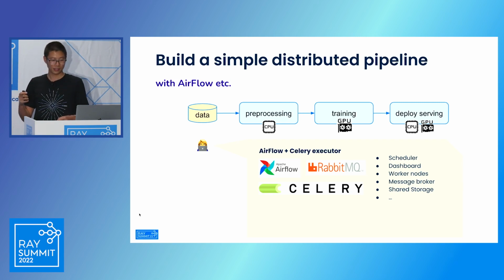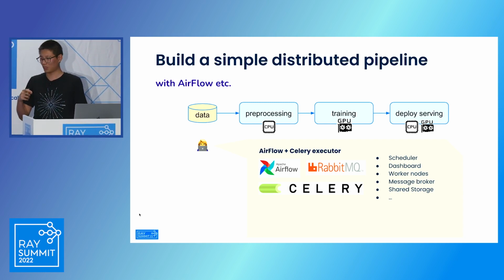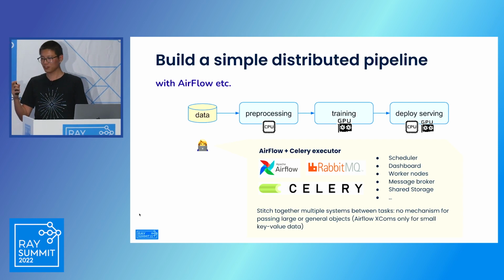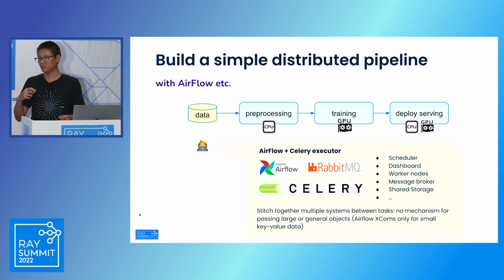I also encountered some challenges when I tried stitching together multiple tasks in this pipeline. For example, in Airflow, there's no mechanism for passing large or general objects between tasks. For example, after pre-processing, you generate a huge data frame, and you cannot just pass that with cross communication. Actually, the Airflow docs say that it is not a good practice.